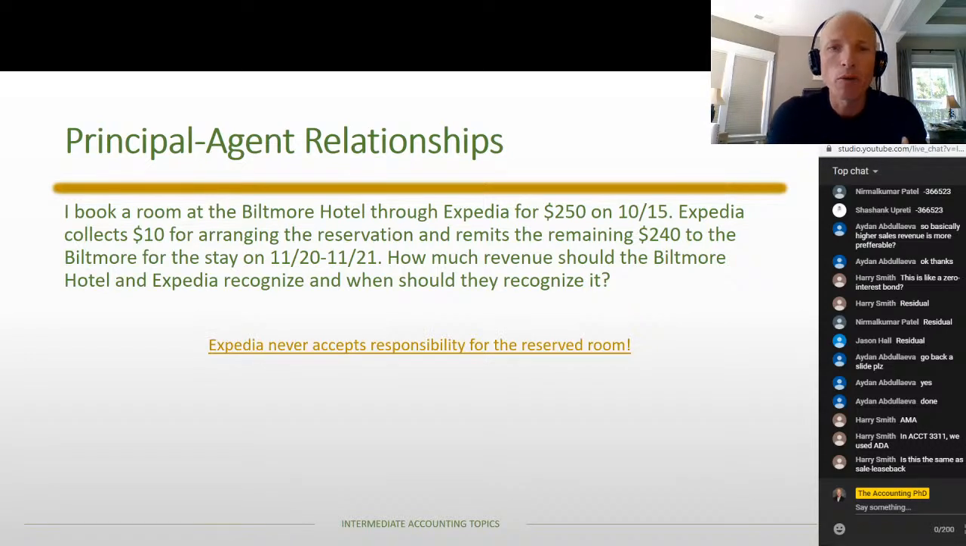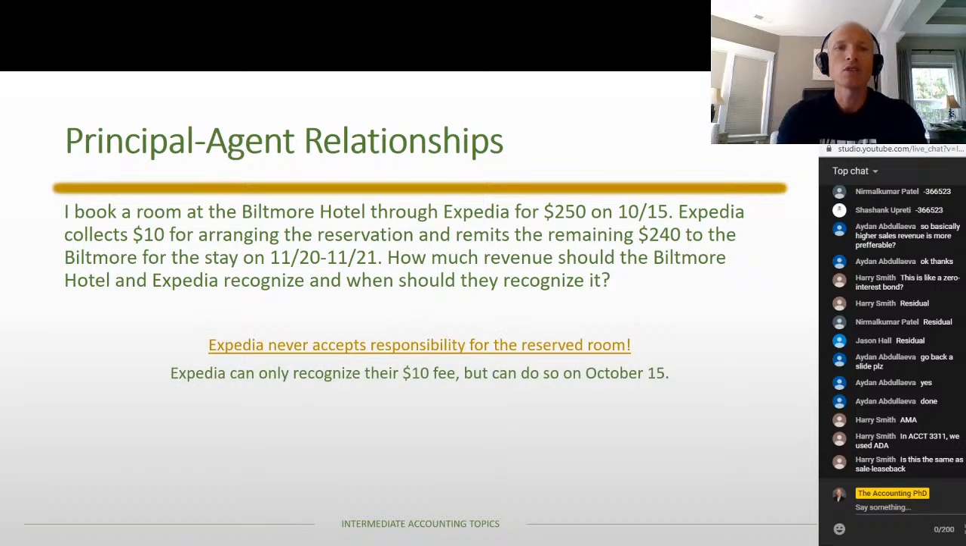It's very important to note, Expedia never accepts responsibility for the reserved room. In other words, if something happens and this reservation falls through, it's on the Biltmore Hotel to help the person out, not Expedia. The Biltmore is the one responsible for providing the room. So Expedia can only recognize their $10 fee because their responsibility is for the reservation. The performance obligation is only the reservation, and the value of that reservation is $10. That's what they can recognize as revenue.